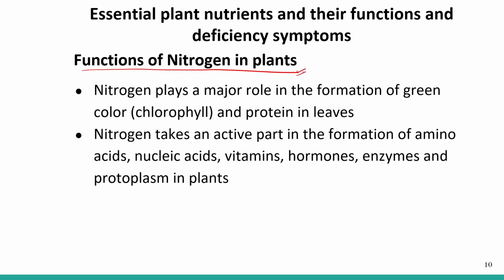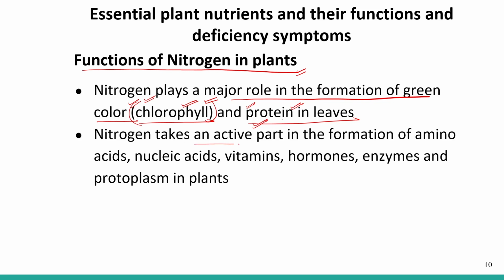Why is nitrogen so important for these plants? Nitrogen plays a major role in the formation of the green color, that is, chlorophyll. Nitrogen is required for the synthesis of chlorophyll, and also for protein synthesis in the leaves. Without chlorophyll, the process of photosynthesis would not be possible. So the plant requires nitrogen for the synthesis of chlorophyll as well as for protein synthesis in the leaves.